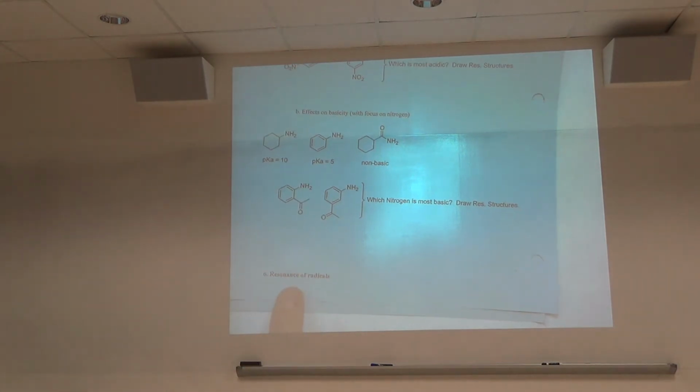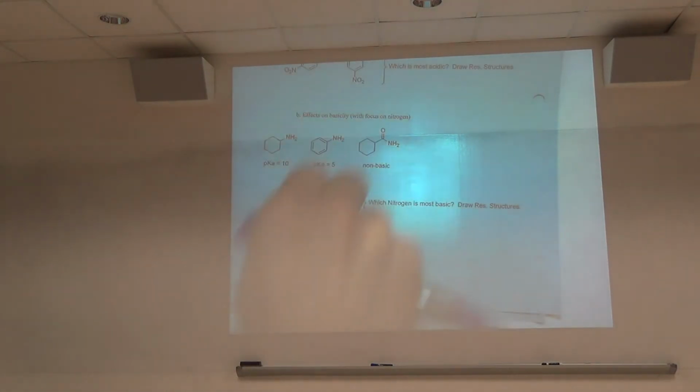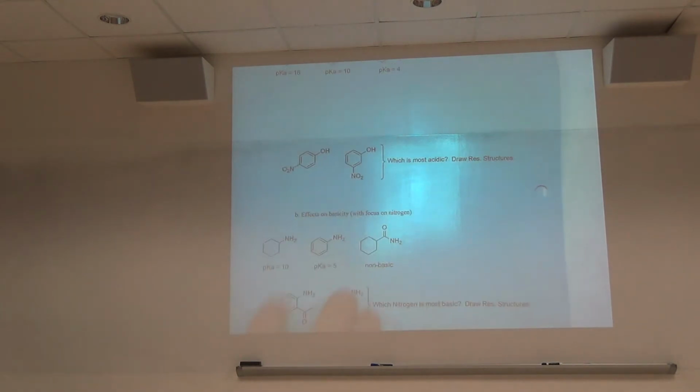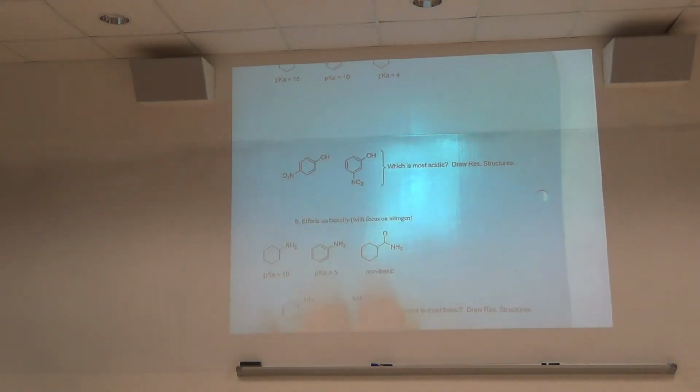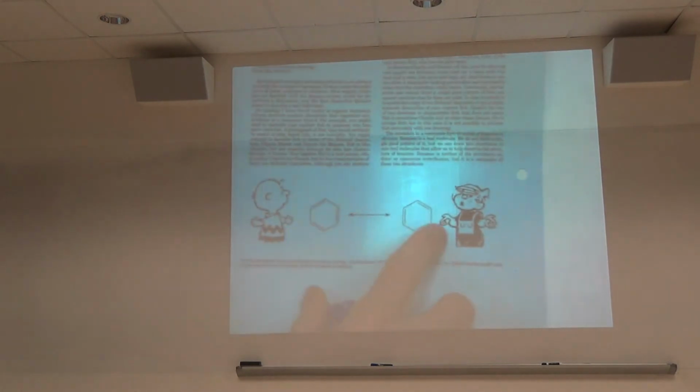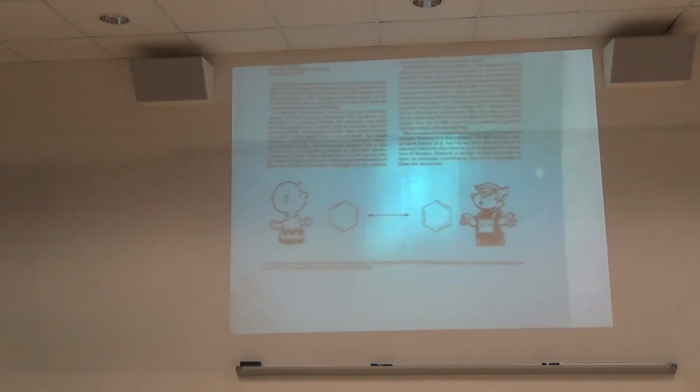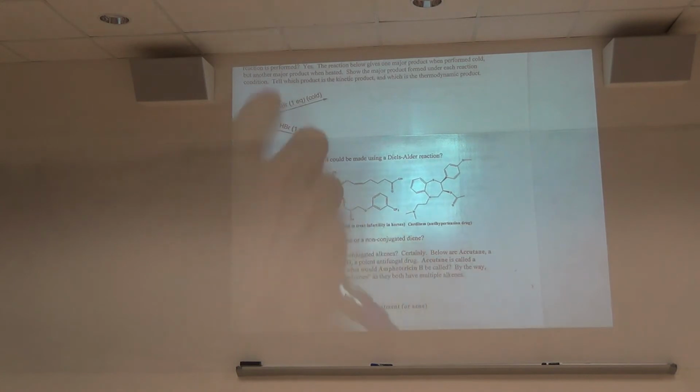Let's skip that for today. We might look at that when we look at these tomorrow. Draw some resonance structures, answer those questions. Golden rules of resonance, and then on the back is that Charlie Brown and some other guy. Okay.